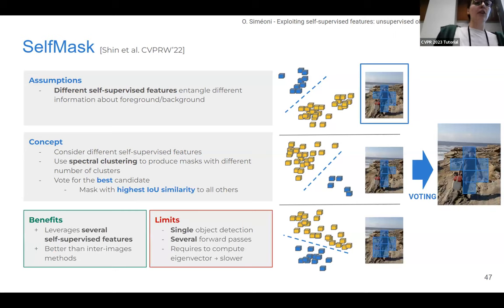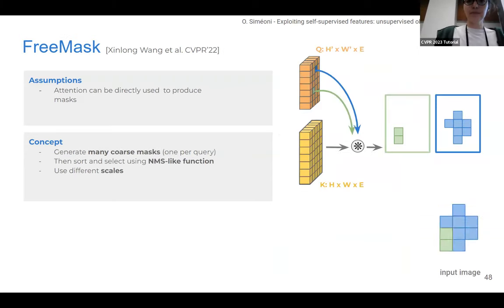So in terms of benefits, they leverage several self-supervised features. So that's interesting. In terms of limits, you need to do a forward pass into different models that has some cost, and you still need to compute eigenvectors, which still has some cost. And this was a single object detection.